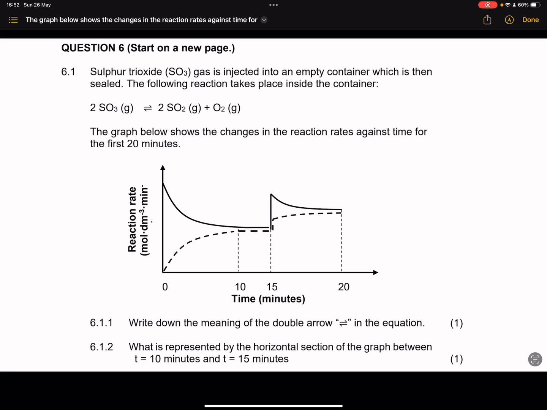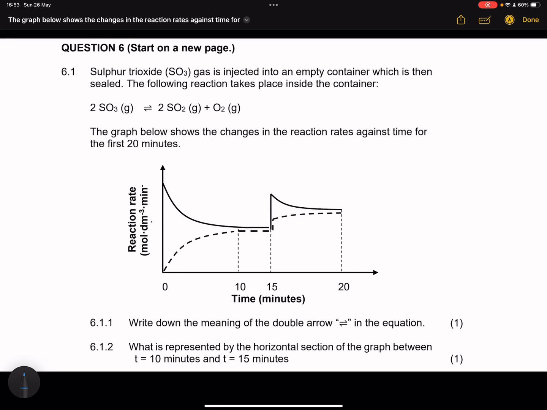So it is based on chemical equilibrium. They say that sulfur trioxide gas is injected into an empty container, which is then sealed. The following reaction takes place inside the container. Okay, so we are given that reaction and we can see as it takes place. Now they say to us the graph below shows the changes in the reaction rate against time for the first 20 seconds. Right, so they ask us to write down the meaning of the double arrow in the equation.